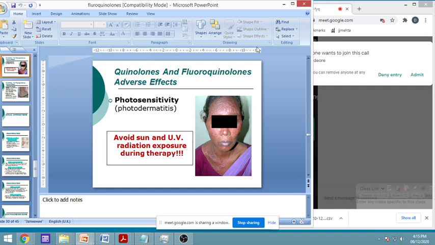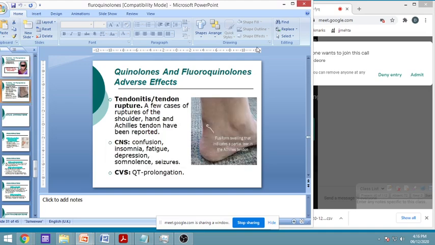Similar kind of thing we have seen in tetracycline, if you remember, that when this is taken, the drug reaches all the extracellular fluid, and because of that it reaches beneath the skin, and when it reaches the epidermal layer, and light comes onto it, it will cause photosensitivity and photodermatitis, or even if ointment or topical preparations are applied. So avoid sun and UV during therapy, these are expected.